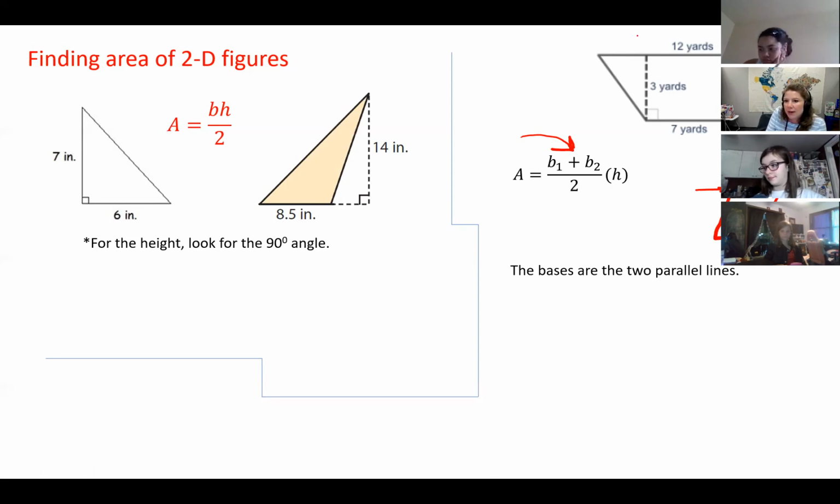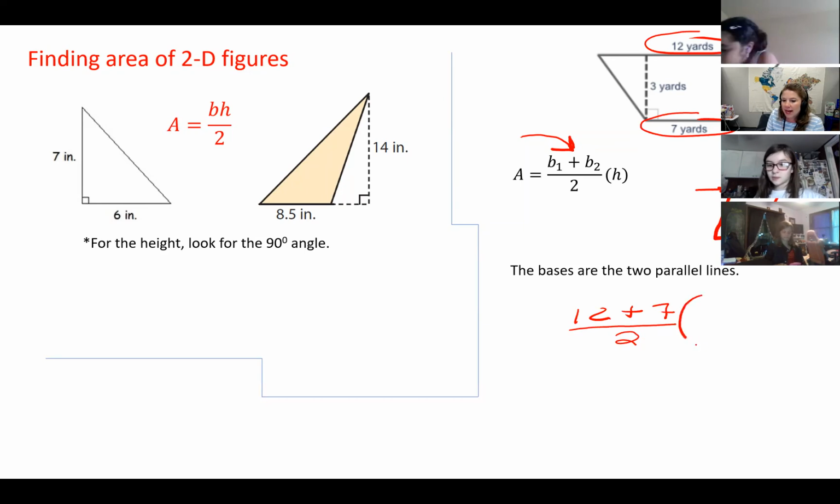So basically what you do is you add together those 2 parallel sides. So we're going to add together 12 plus 7. And then you always divide the sum of the bases by 2. And then we multiply by the height. And remember, once again, the height is always forming a right angle, always. So if they give you this slanted line over here, if they say this is 4, since that line right here doesn't form a 90-degree angle with anything else, you can't use 4, you have to use 3. Do you understand what I'm saying?